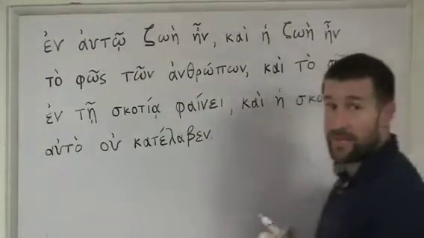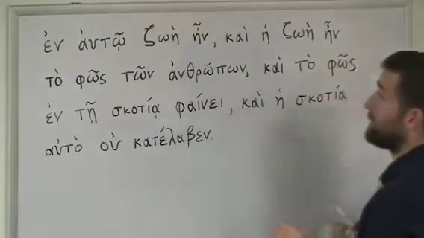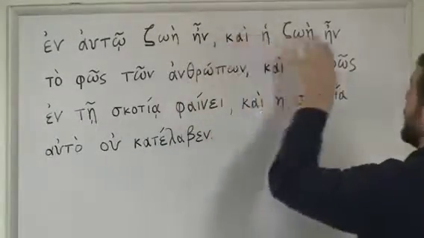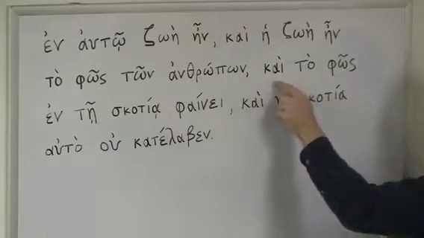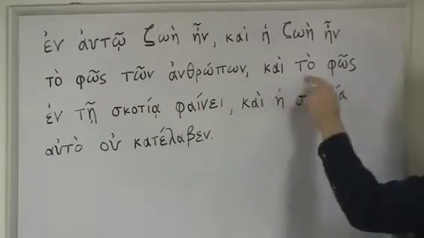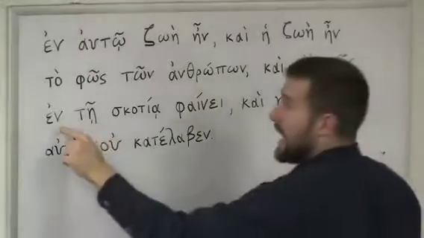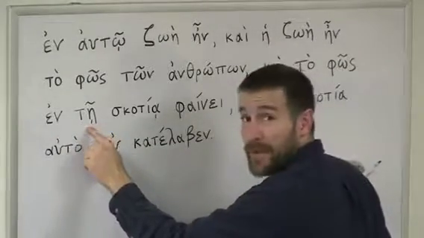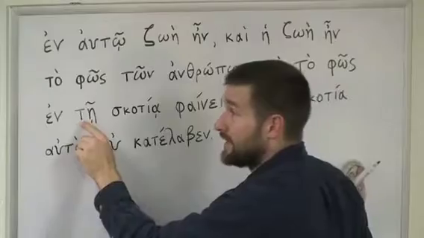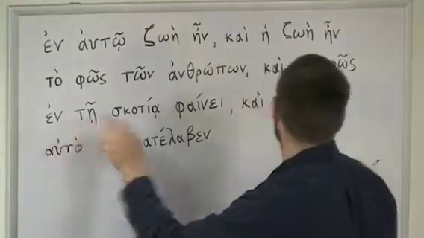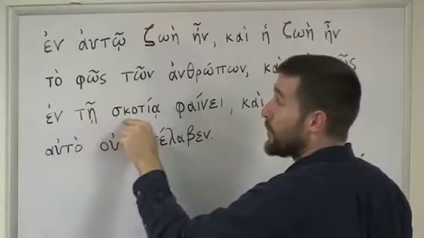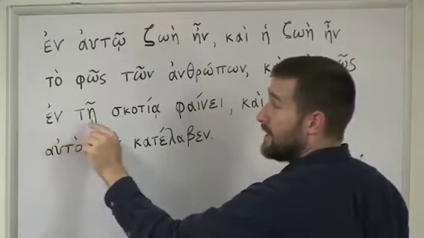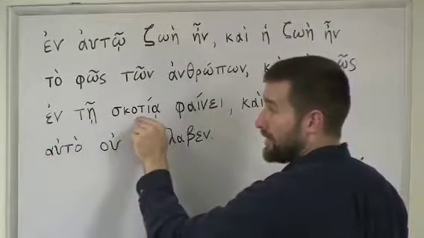That verse is pretty easy, verse 4. Let's move on to verse 5. In him was life, and the life was the light of men. Okay, verse 5. Και το φως, and the light, and then, remember I'm going to pronounce it with a D because the tau comes after nu. Και το φως, and the light, και εν τη σκοτία, in the darkness.